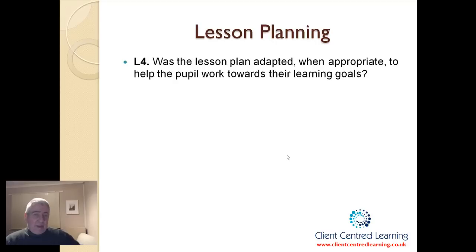And the last bit on this section of the form was the lesson plan adapted when appropriate to help the pupil work towards their learning goals. Now, what they don't want you to do is to do a pre-prepared speech, which is all about, now if the lesson plan needs adapting, I will do that and we'll do it. No, if the plan doesn't need adapting, don't even mention it.